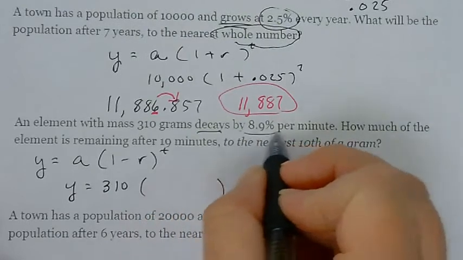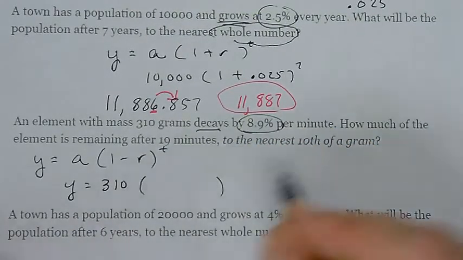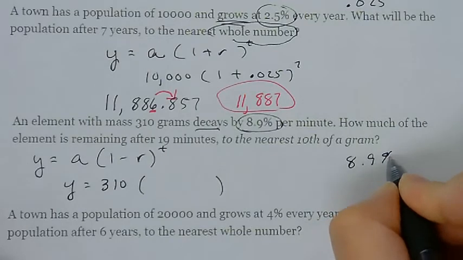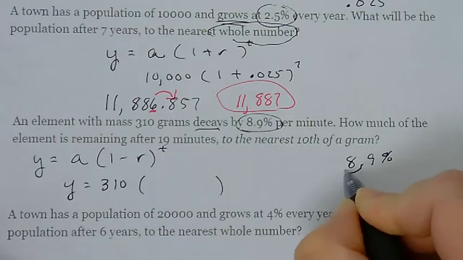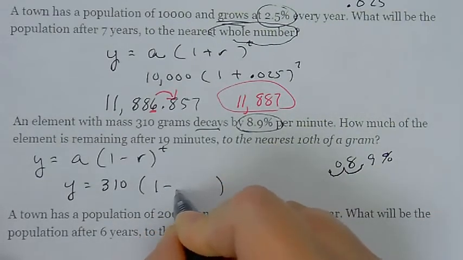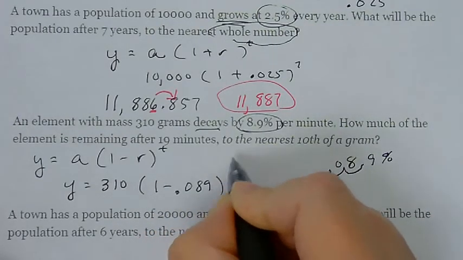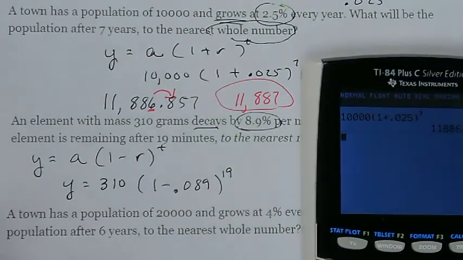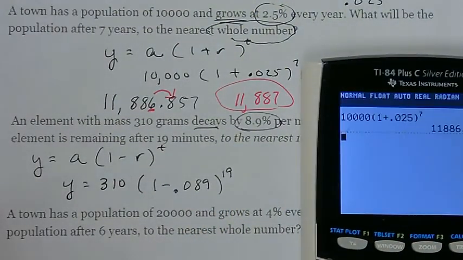And it's going to decay at 8.9%, so I have to change 8.9% to a decimal, so I'm going to move it 2 places away from the decimal. So 1 minus 0.089, and this is happening for 19 minutes. So I'm going to plug that straight into my calculator.